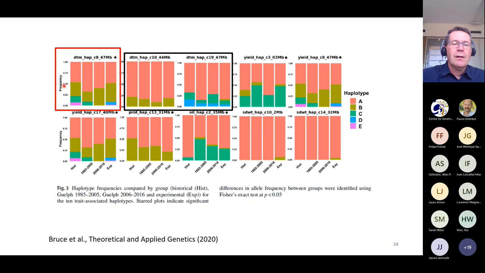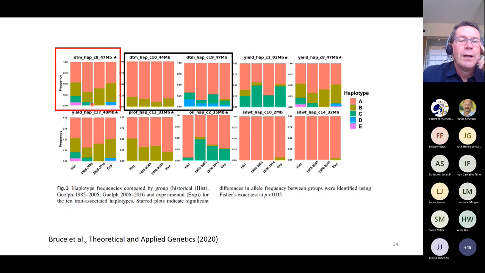So why I put these two, a square and a rectangle, in contrast, is that with some days to maturity loci, the haplotypes have not changed significantly. They have remained more or less unchanged over about 100 years of breeding. And in other cases, the haplotype C for days to maturity, which is later maturity, has been completely lost over this period of 1985 to 2005.